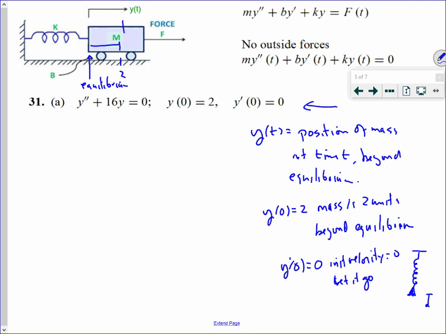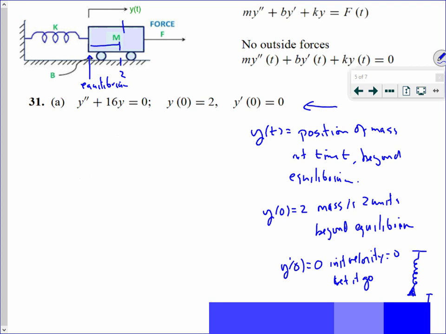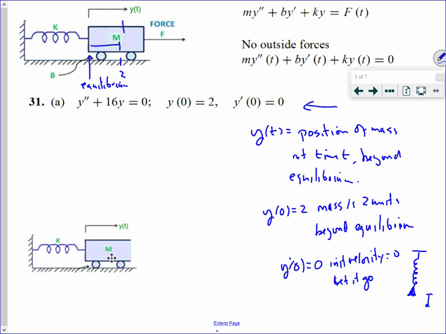Now let's think about what the DE says. Okay, I've got a picture hidden here, and I don't want to. I think I've got it. Every now and then I hide something in the screen, and I forget where I put it. There it is. I want that. So, not ready. Okay.